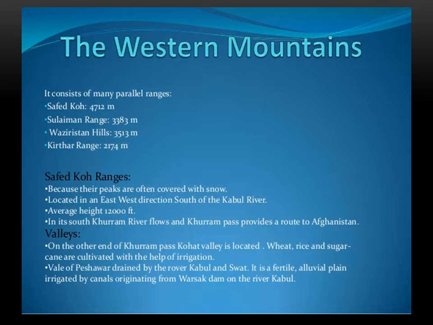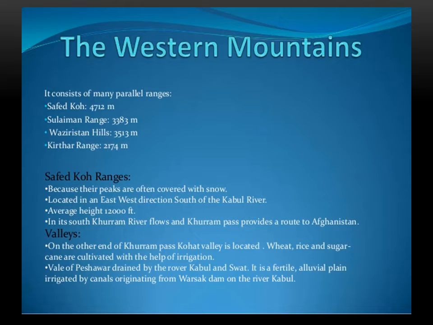You know why we call it Safed Koh Range? Safed means white and Koh means mountain. Because their peaks are often covered with snow, they are called Safed Koh Range. These are located in an east-west direction south of the Kabul River, and their average height is like 12,000 feet. And in its south, Khurram River flows, and Khurram Pass provides a route to Afghanistan.